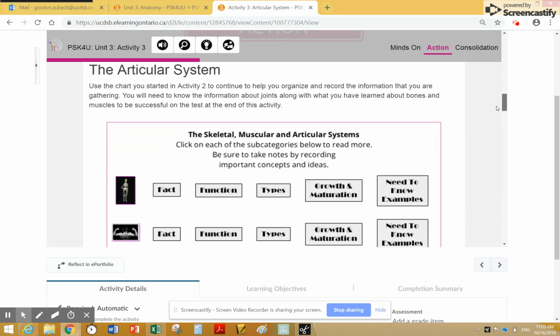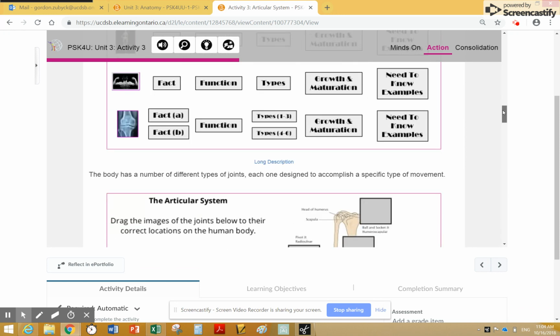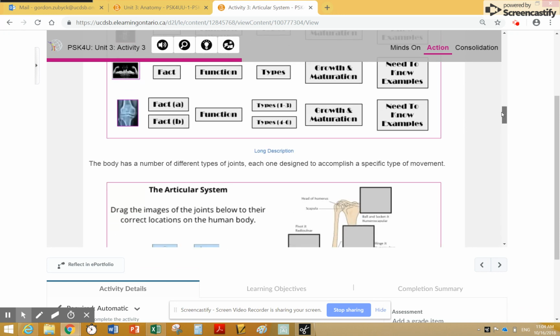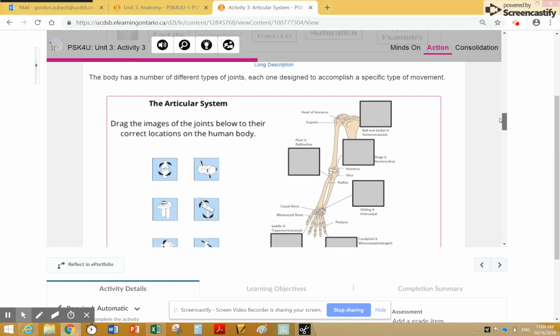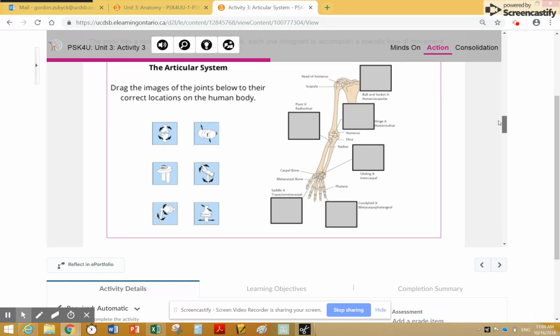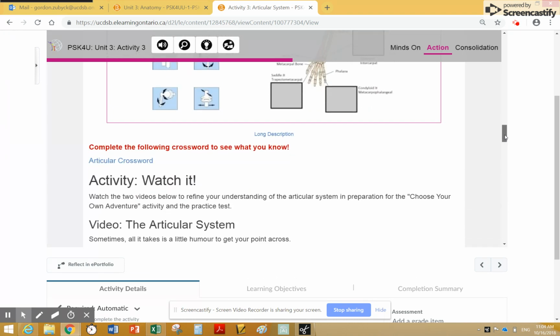Then there's the articular system. So again, it's these facts and information that we had before. So you've already started to take some notes on this. So make sure you go through and take a good look at this information so that you understand each of those components. And interactive for the articular system. So here we're looking at the different types of joints. So it's got some images of different joints and the different parts of this upper body, the upper arm. And so you can then take these and slide them into the proper locations. But it is important that you understand the different types of joints.